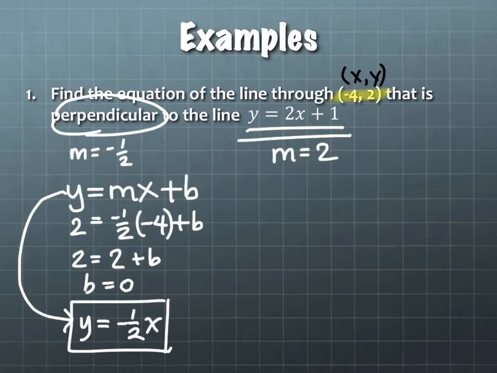It looks kind of funky, but it's actually a negative there. Okay, happier with that. So our equation of our line is y equal negative 1/2 x.